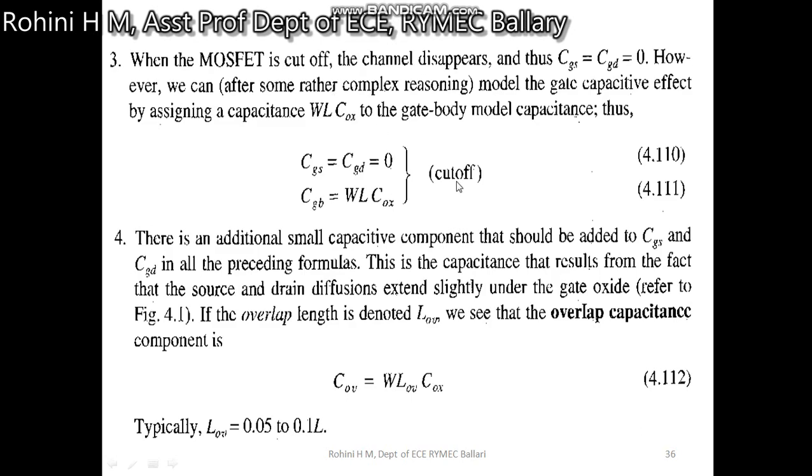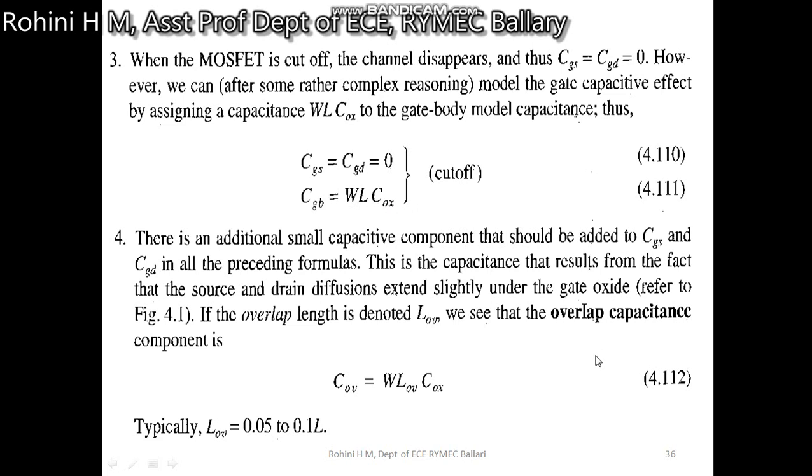Now, when it is operating in cutoff region, CGS and CGD are 0, because we are not giving any input, and gate to source and gate to drain capacitance value is 0. However, gate to body or substrate capacitance is given as WLCOX.